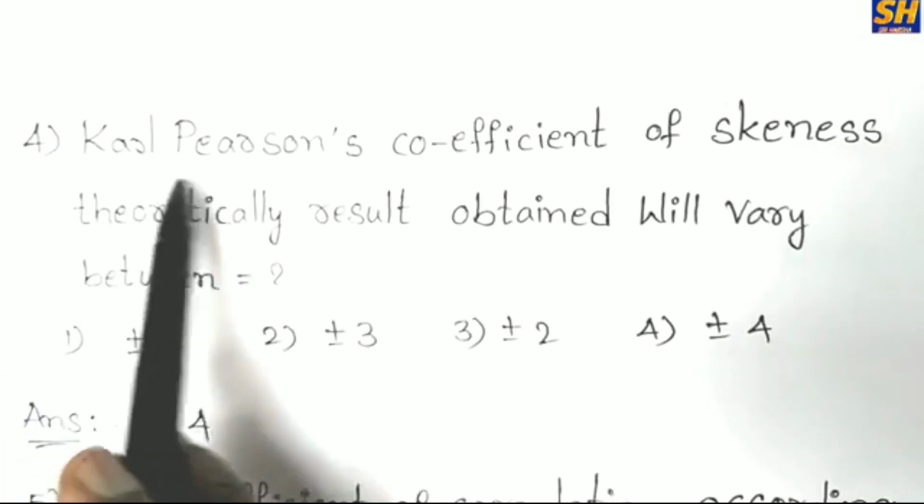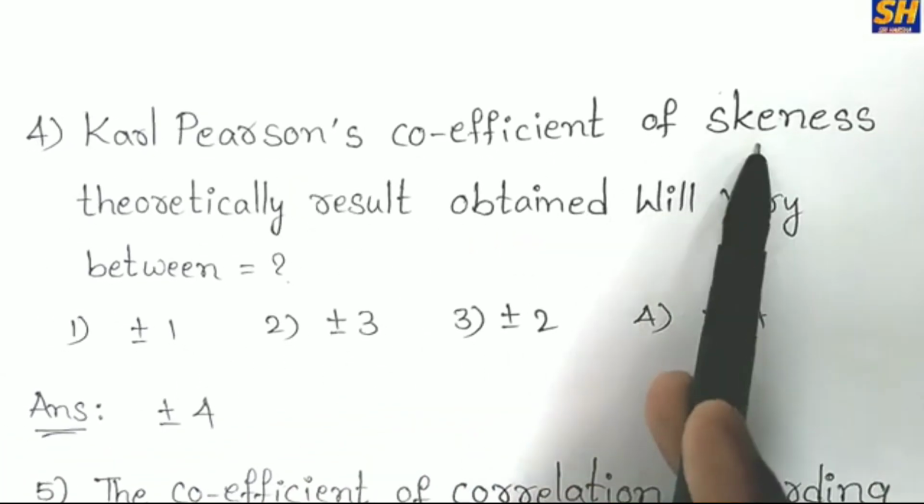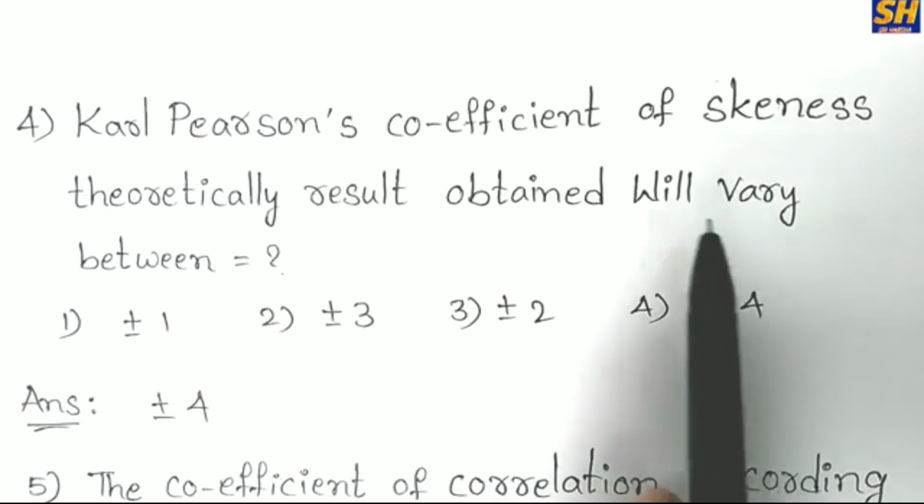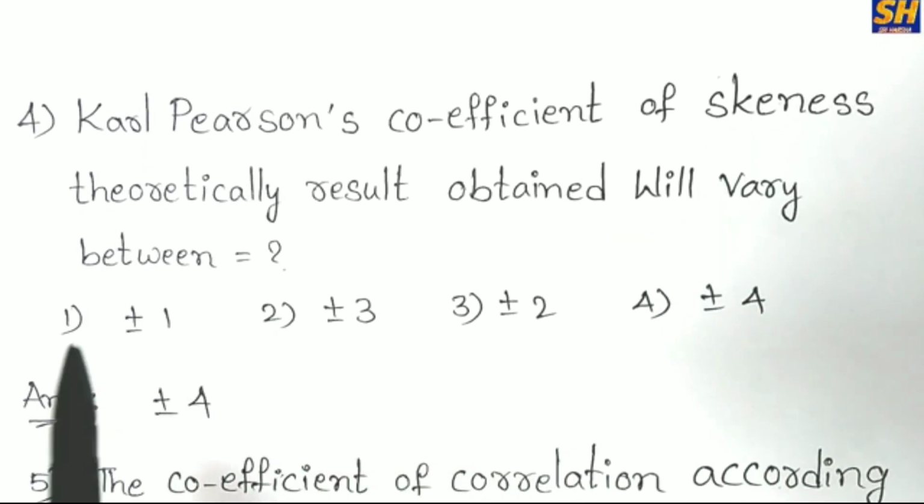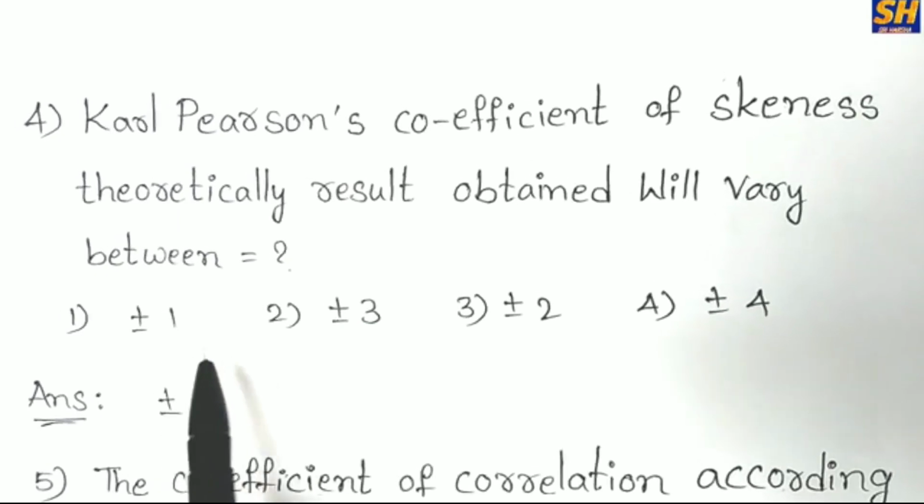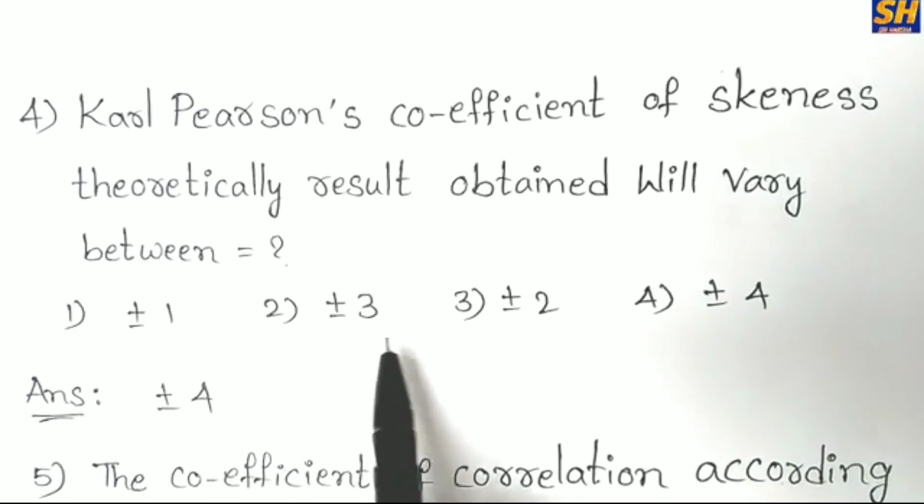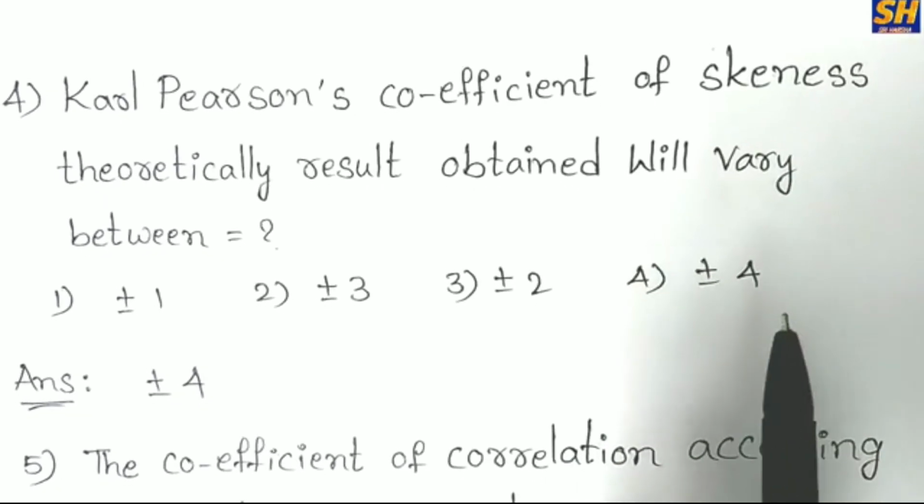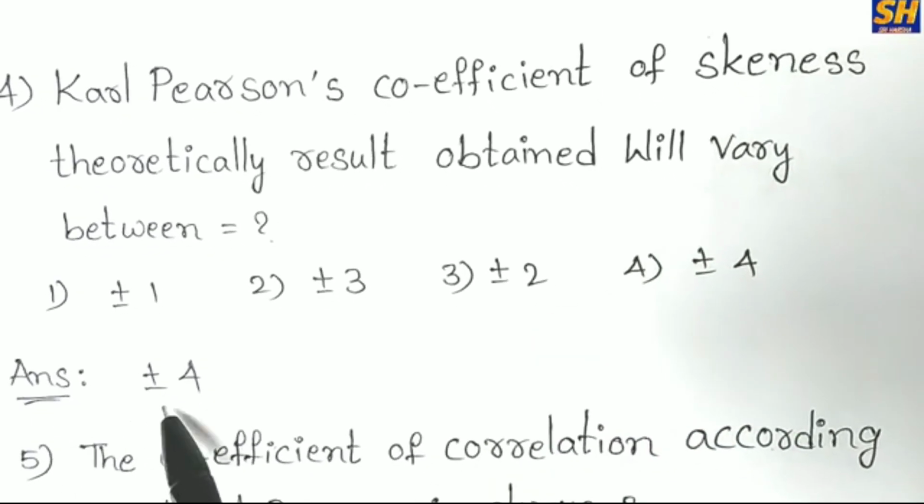Fourth one, Karl Pearson coefficient of skewness. Theoretically, the result obtained will vary between first one plus or minus 1, second one plus or minus 3, third one plus or minus 2, fourth one plus or minus 4. Answer, plus or minus 4.